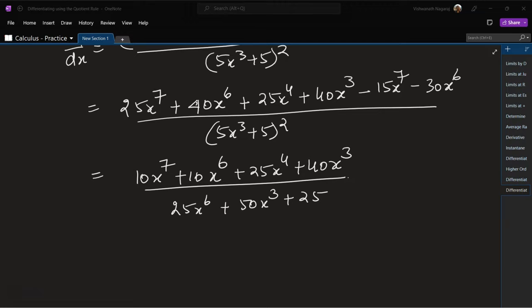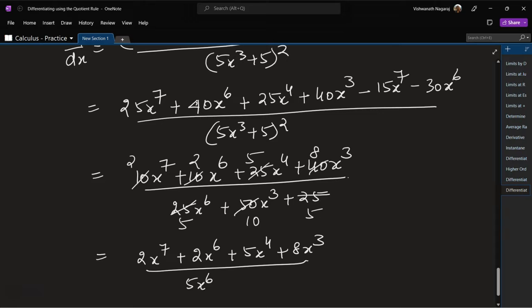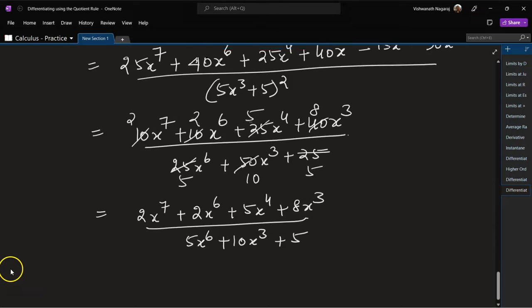Here it looks as if there is some room for cancellations, right? These are all multiples of 5, these are all multiples of 5. So 5 twos, 5 twos, 5 fives, 5 eights, 5 fives, 5 tens, 5 fives. Which means this would be 2x to the power of 7 plus 2x to the power of 6 plus 5x to the power of 4 plus 8x cube, divided by 5x to the power of 6 plus 10x cube plus 5. Okay, so that is the eighth one.